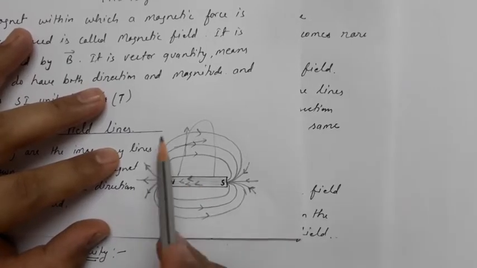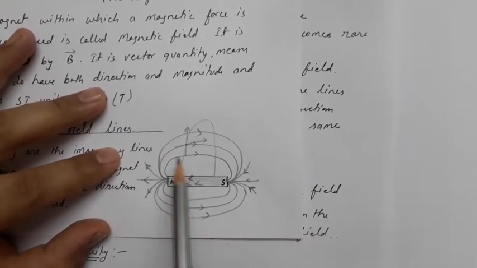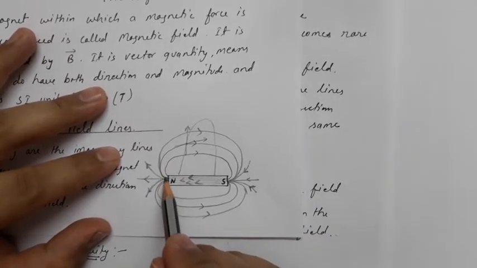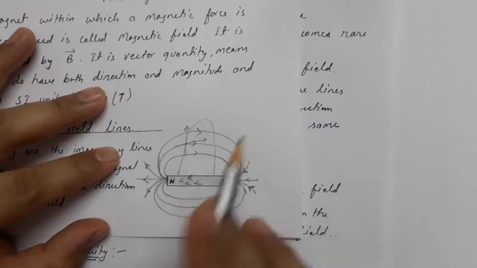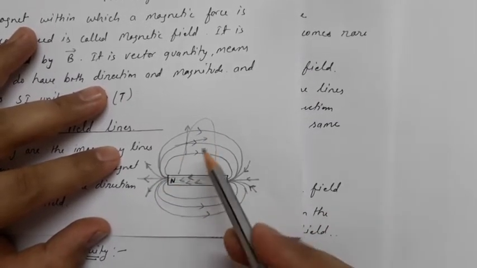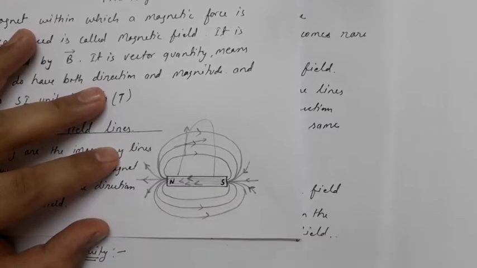But when we move away out of the bar magnet, somewhere there are very dense magnetic field lines, somewhere it is rarer. So we cannot say that the magnetic field lines are uniform. But inside the magnet we can say that the magnetic field is uniform, like the magnetic field inside a solenoid.